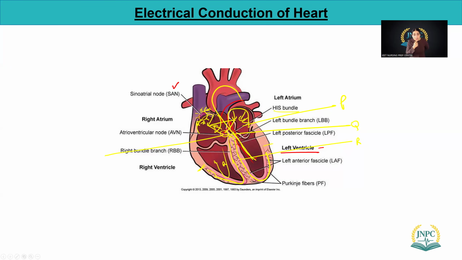And what about S? When is S forming? Any idea? So now, listen to me. The R wave is forming up to here. So when the wave goes up to this area, and after that, do you see any electrical conduction here? No, right? At this point, it disappears.